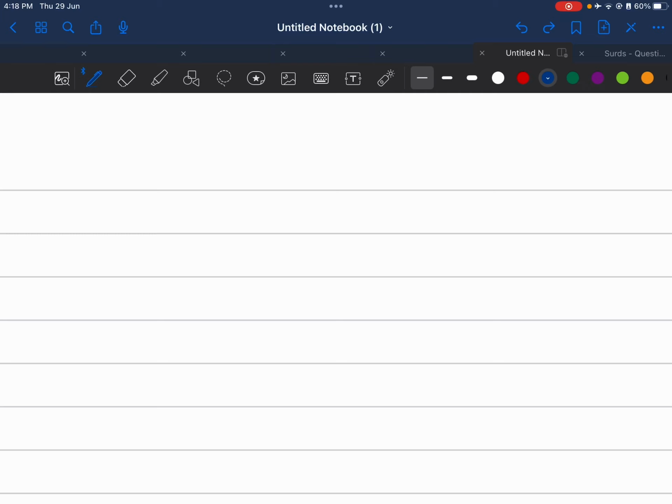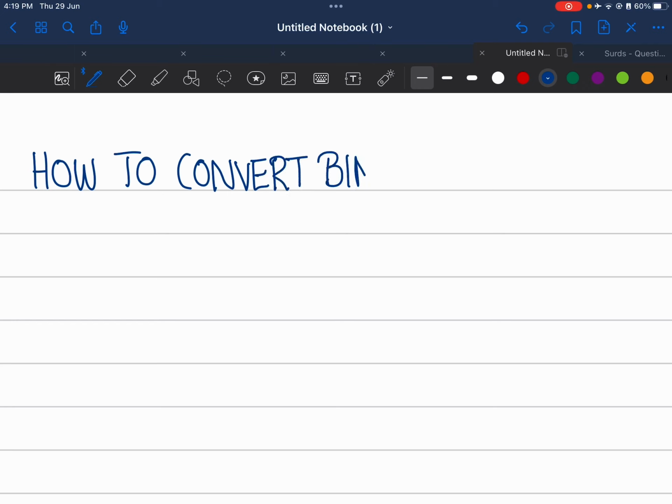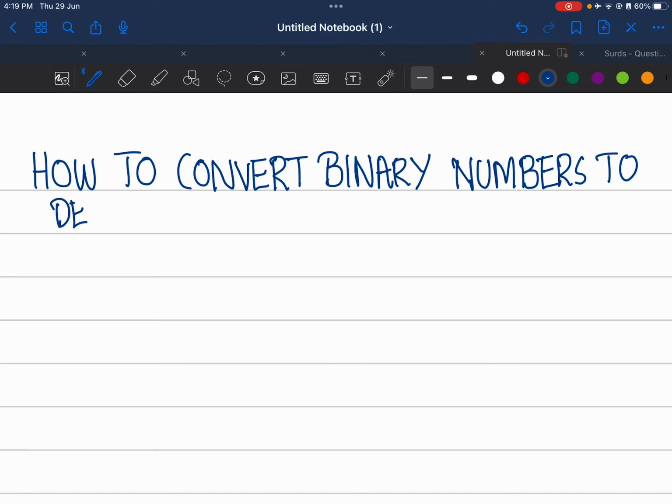So, today we are looking at a topic of computer science or ICT as you might call it. That is, how do you convert binary numbers into denary numbers and vice versa. So, let's write down our topic today: how to convert binary numbers to denary and vice versa.